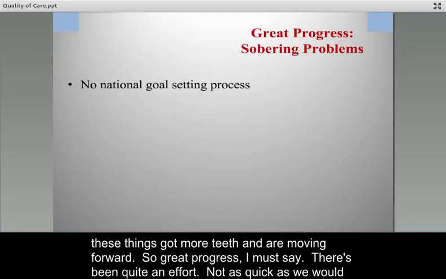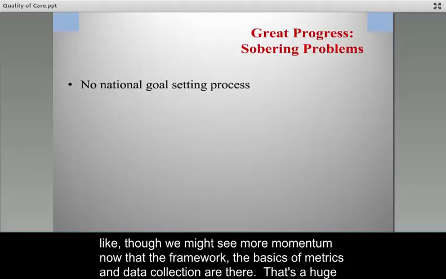So great progress, I must say. There's been quite an effort. It's not as quick as we would like, though we might see more momentum now that the framework, the basics of metrics and data collection are there.